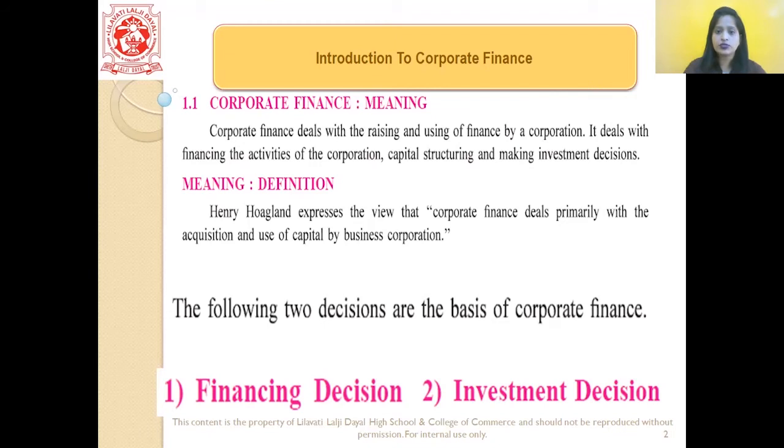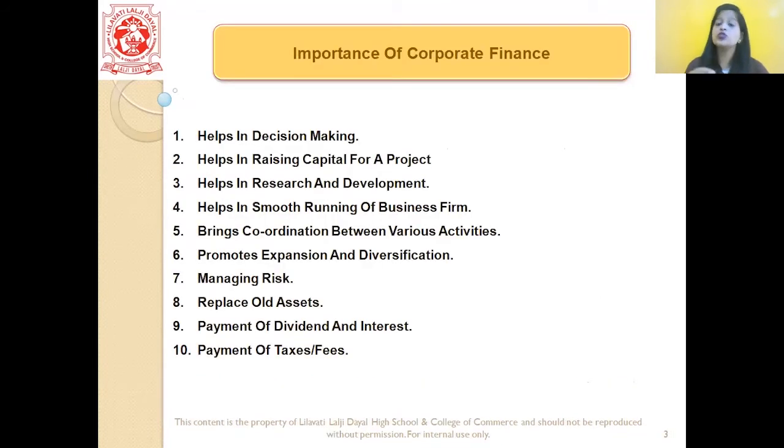Let's move on to the next topic, and that is importance of corporate finance. Students, this answer is very important for your board exam. So why is corporate finance important is what we are going to study now. First, it helps in decision making. The important decisions of a business enterprise are determined on the basis of the availability of the funds that an organization has. Without funds, it is very difficult for any organization to function. That is the reason corporate finance is very essential when it comes to decision making.